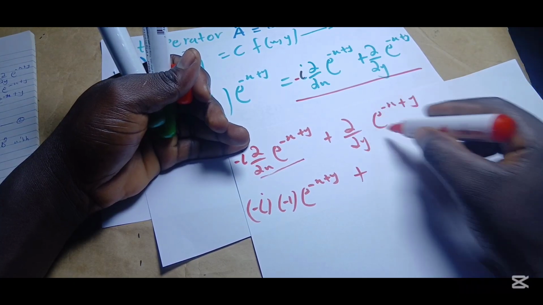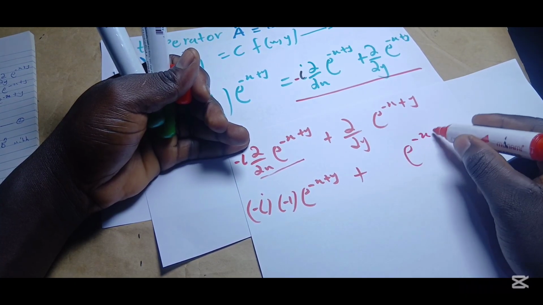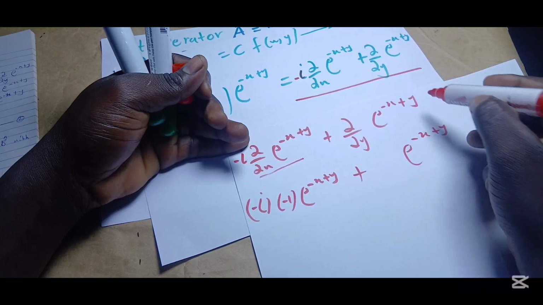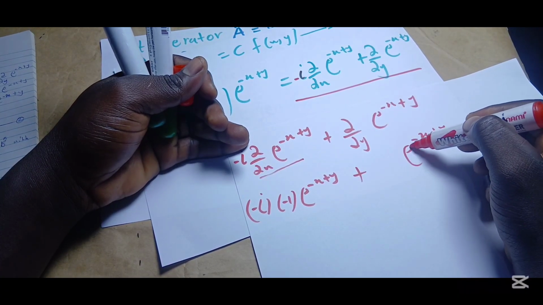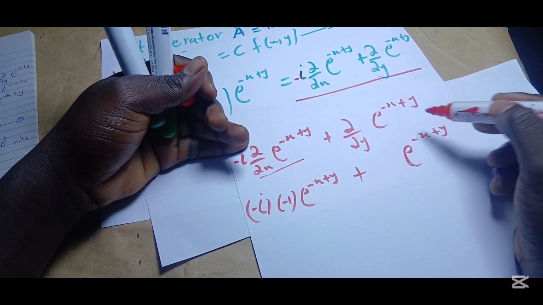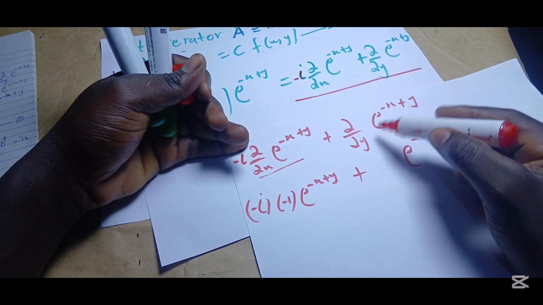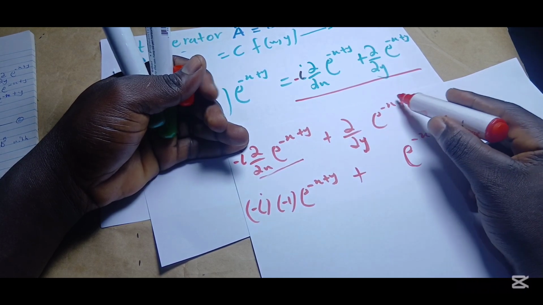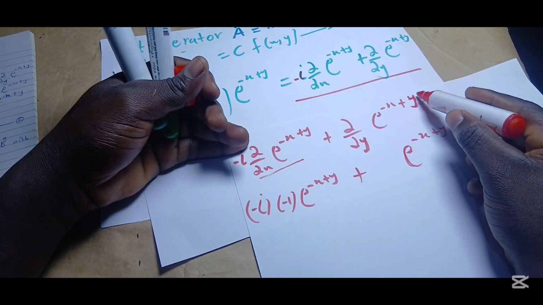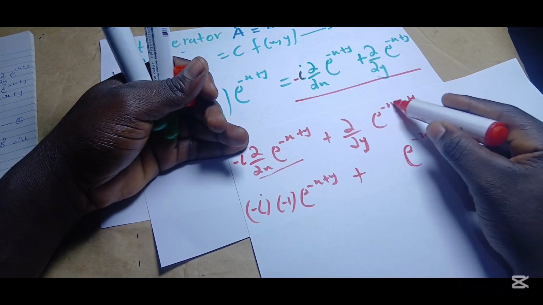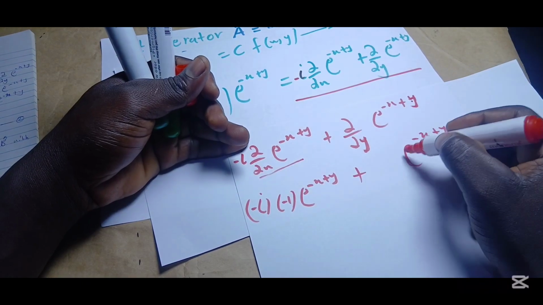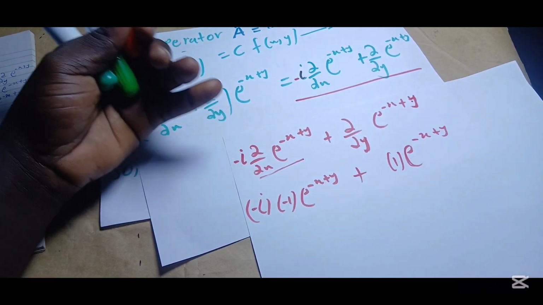So we write the exponential function. Then we now differentiate its power and multiply it here. So we are differentiating the power with respect to y. If we differentiate y, it will give us 1, and this term will go to 0. So we multiply this part by 1.